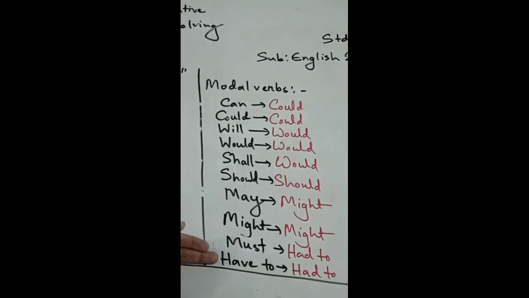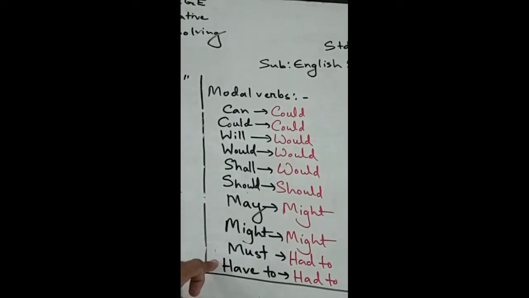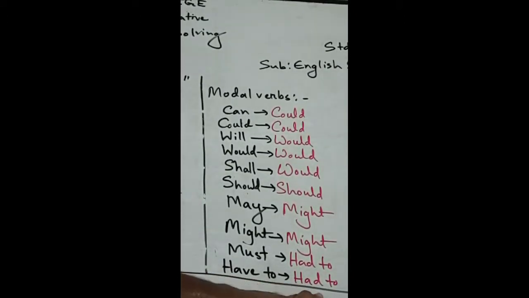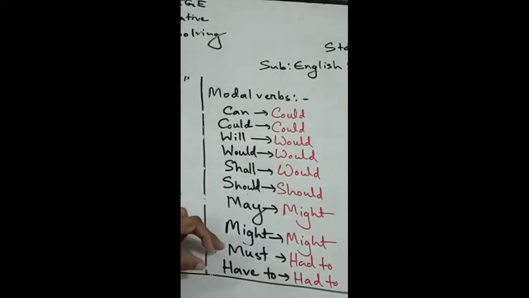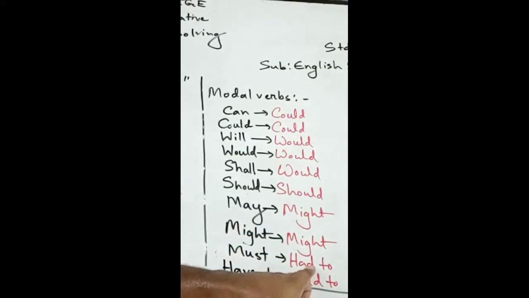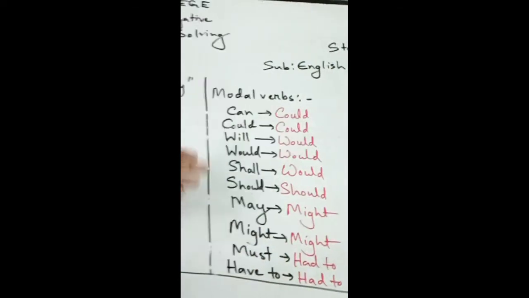And the verb have to, which is a semi-modal, will become had to, and the modal verb must will also become had to. That's because must and have to have pretty much the same meaning. So must doesn't have its own past tense, so we're going to use have to and turn it into had to. Same for must. So let's see further.